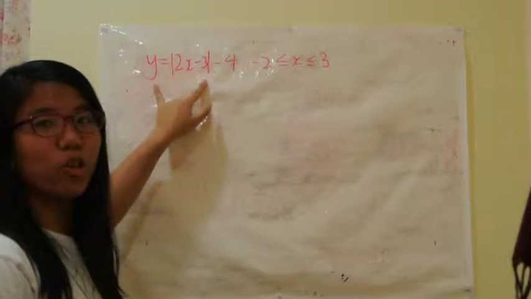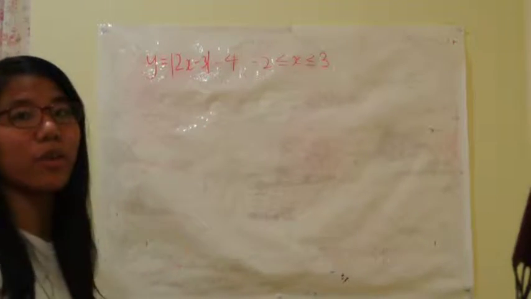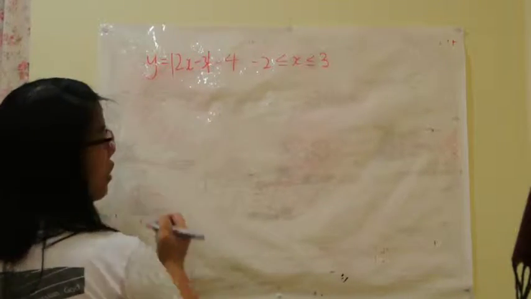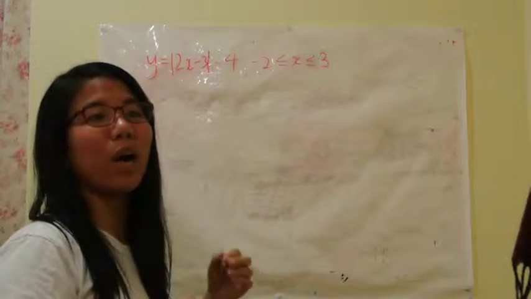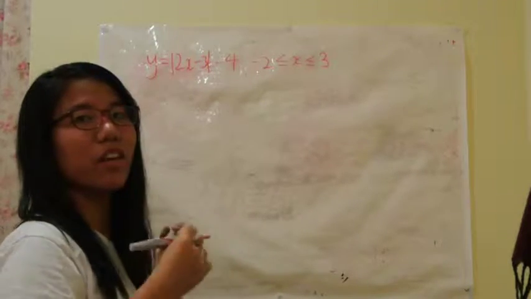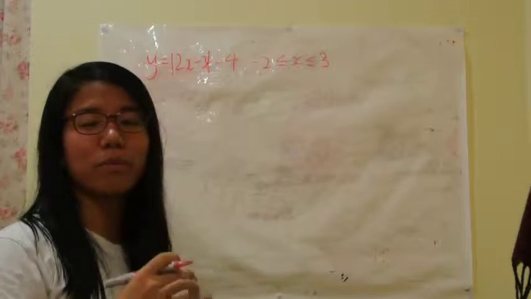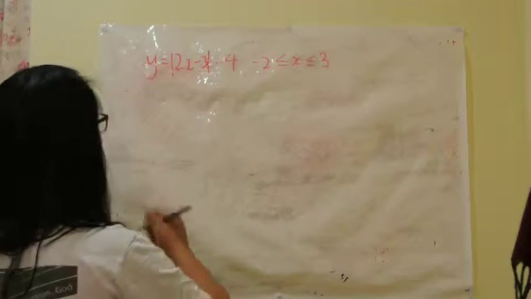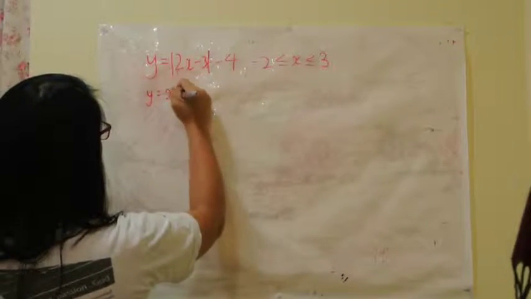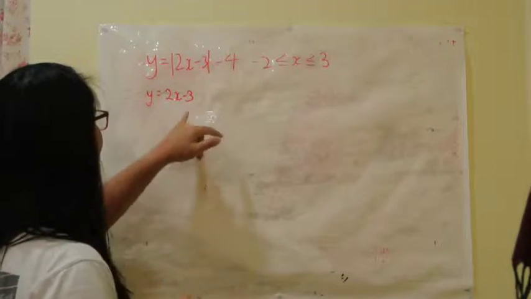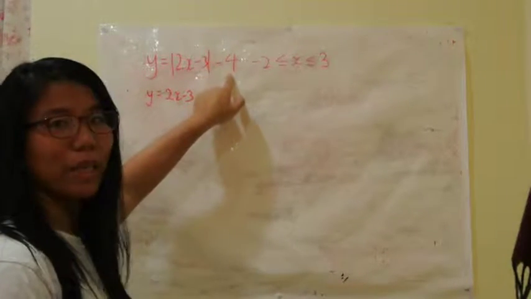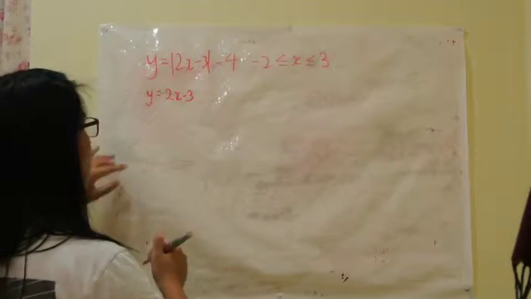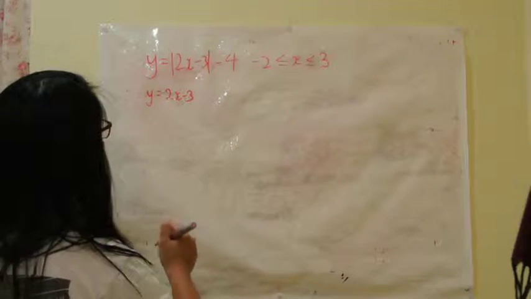Now you all know the steps to drawing the modulus graph, so I'm going to speed that up. Just for those who are still trying to catch up: before you draw your modulus graph, first draw your original graph. So let's draw y equals 2x minus 3. Notice for the original graph, I don't include the minus 4 because I will consider it later.